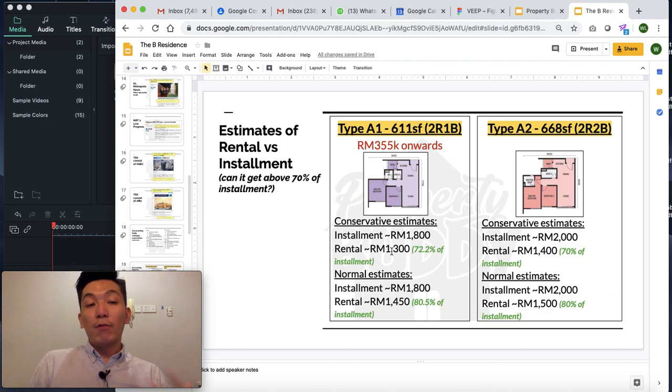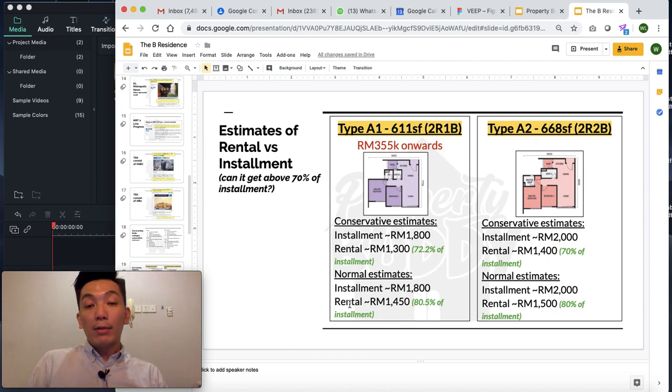So it falls within the transacted rental, which is quite safe. And second thing, you compare how many percent of the installment it covers, and it still remains above 70% of the installment. Normal estimates, that means you can rent at a better price, despite a slight increase of the supply. We didn't project anything optimistically. In this case, we are even more conservative. We only project conservative and normal estimates.